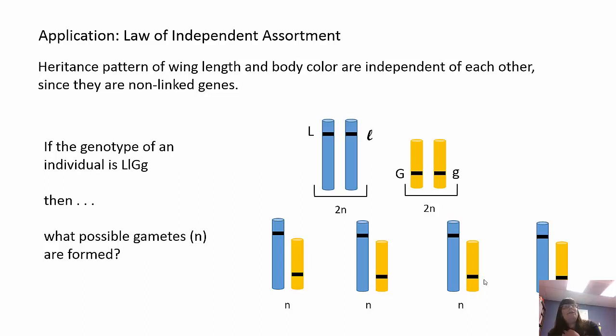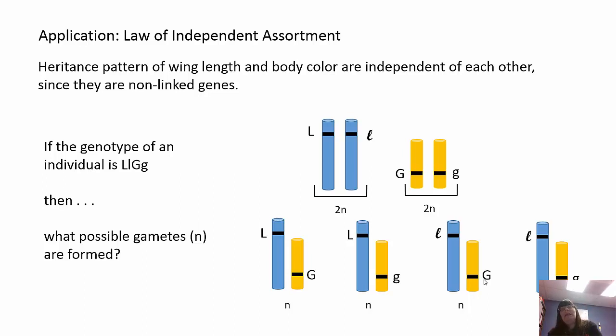So inheritance of wing length and body color are independent of each other. So if the genotype of an individual is big L, little l, big G, little g, then what possible gametes are going to be formed? Okay, big L, big G. So you have the first 2 there. Then you have big L, little g. Then you're going to have little l, big G, and little l, little g.